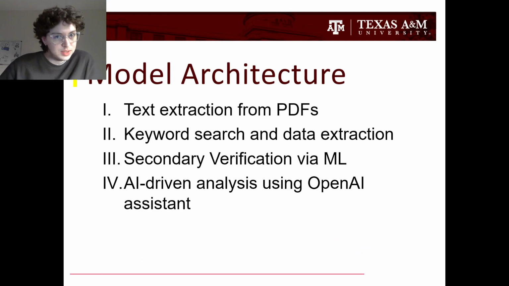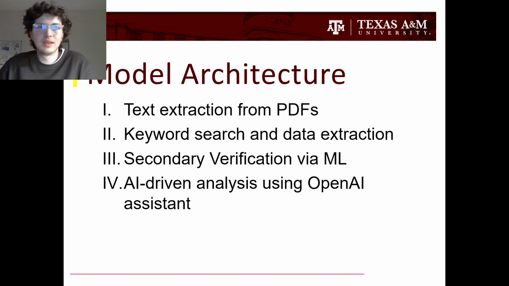So how are we going to approach this? The model architecture that we did is based on the fact that most research papers, you're going to get as a PDF. So we just tried to go strictly for PDFs. We extracted the PDF data, then parsed it through keyword searching, then verified with a secondary machine learning algorithm, and then finally parsed to OpenAI through their new assistants program, their beta, and I will explain that soon.